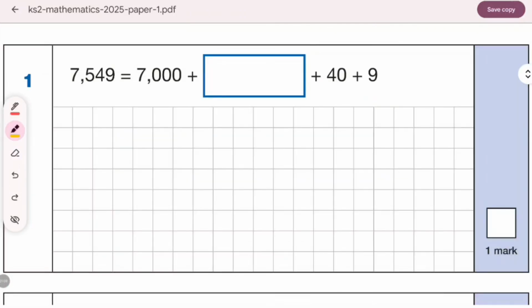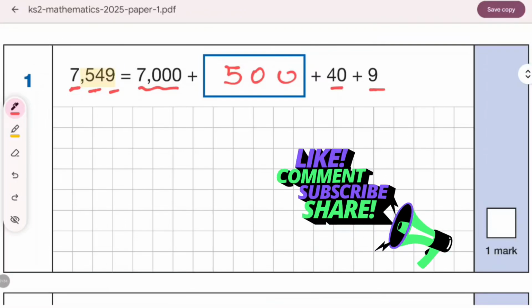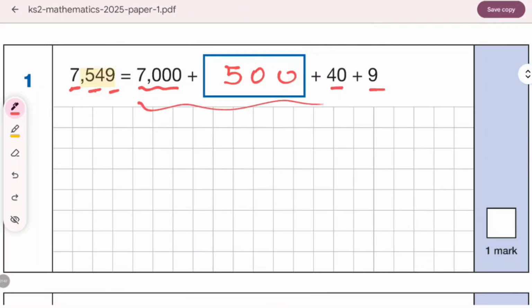So if you look at the question nicely, we have the number 7549. It is about the place value of each digit. The place value of 7 is 7000, the place value of 5 is 500, the place value of 4 is 40, and the place value of 9 is 9, that is, it is at the ones place. When we add all these values, we get exactly 7549. So the correct answer for this question will be 500.